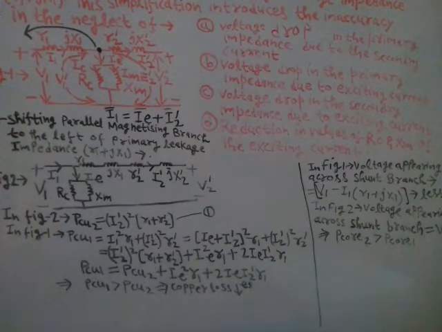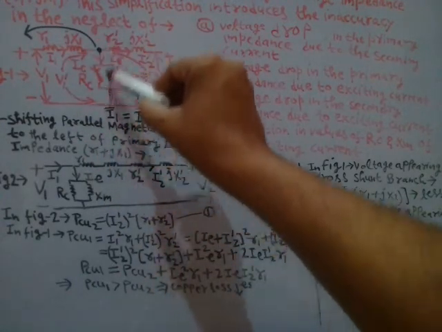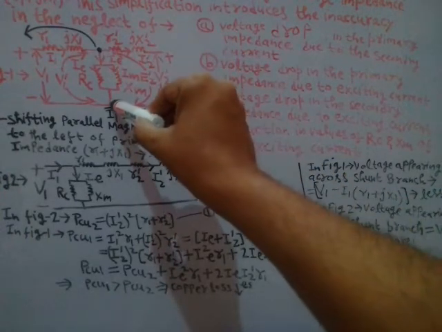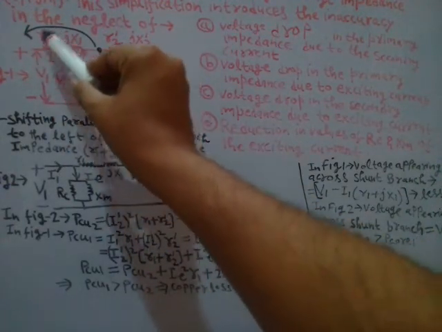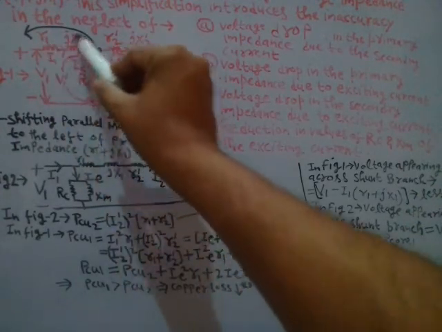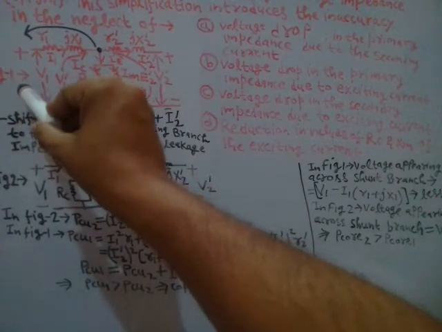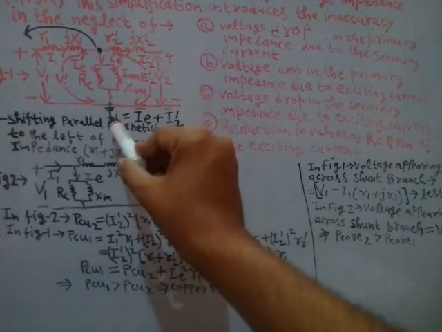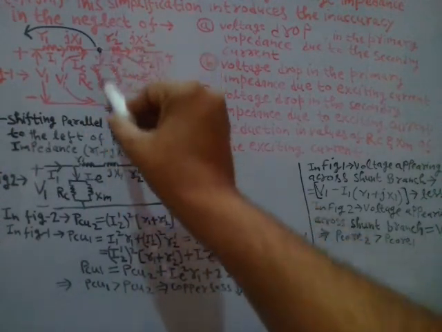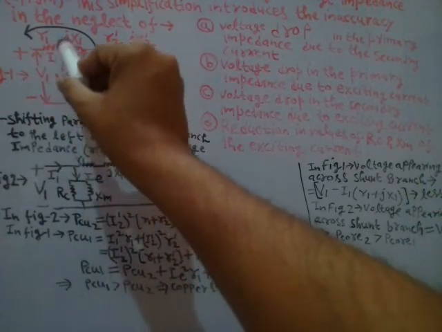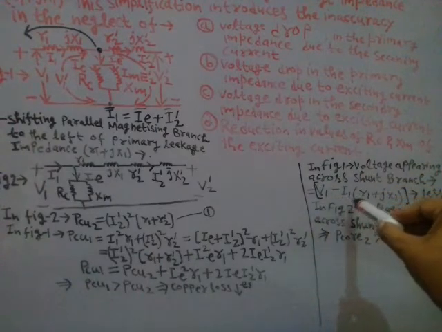Now just analyze for the core loss. Just have a look at it. In figure number 1, the voltage which is appearing across this shunt branch, that means across this point and this point, is the applied voltage V1 minus I1 in bracket R1 plus jX1. That means V1 minus the drop in this primary winding leakage impedance will appear across the shunt branch for figure number 1. Right? When you have not shifted this shunt branch, that means when the shunt branch is at the center in figure number 1, then the voltage appearing across this shunt branch is V1 minus I1 in bracket R1 plus jX1.